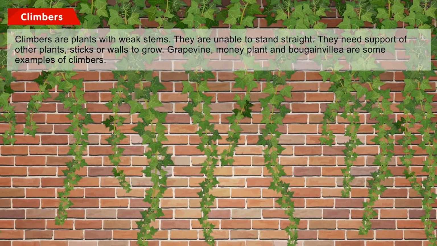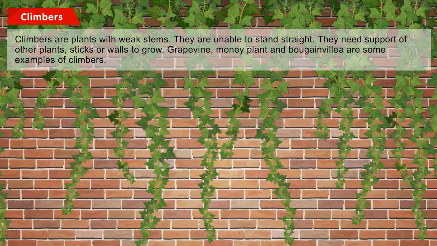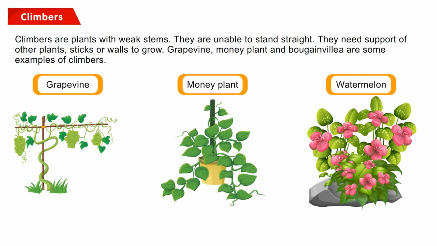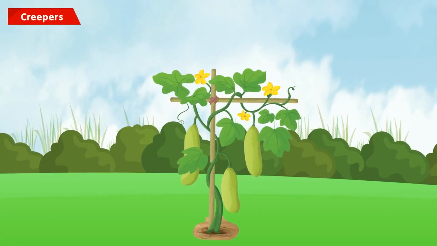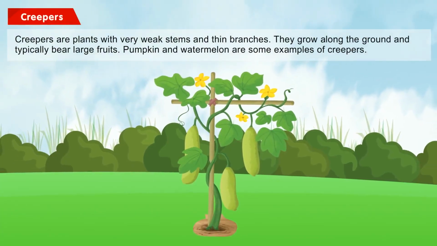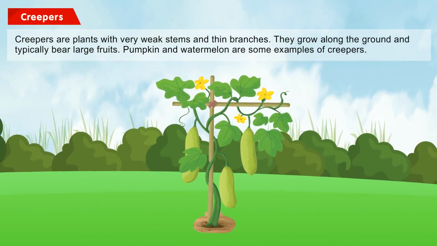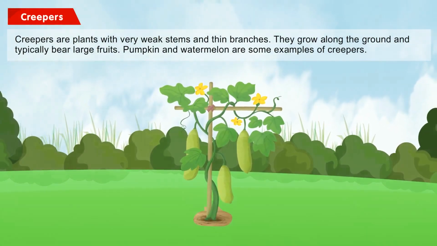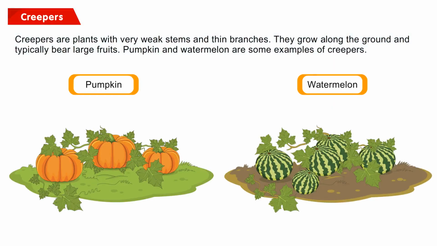Climbers. Climbers are plants with weak stems. They are unable to stand straight. They need support of other plants, sticks or walls to grow. Grapevine, money plant and bougainvillea are some examples of climbers. Creepers. Creepers are plants with very weak stems and thin branches. They grow along the ground and typically bear large fruits. Pumpkin and watermelon are some examples of creepers.